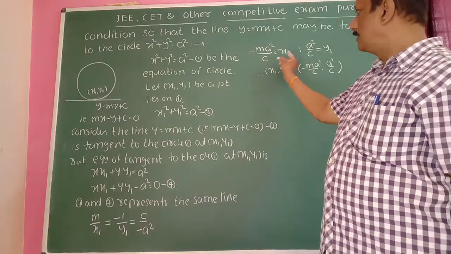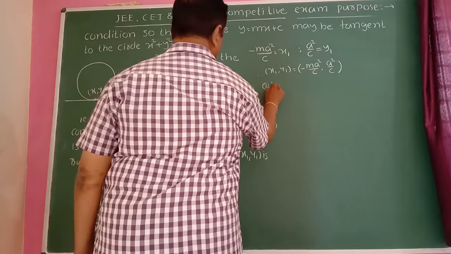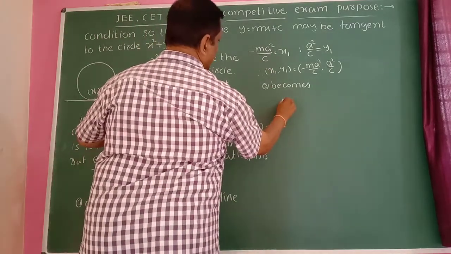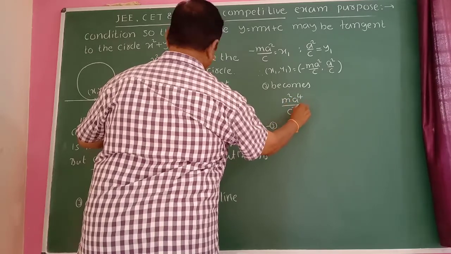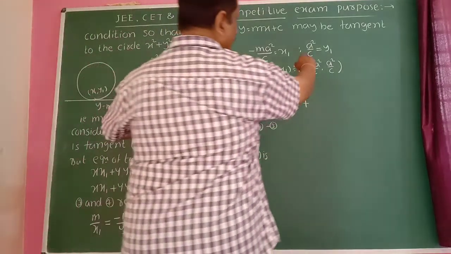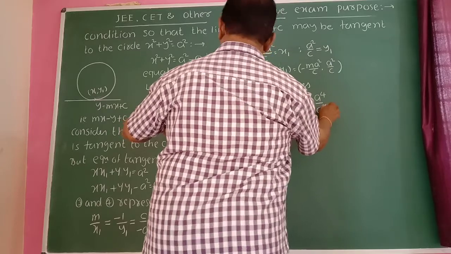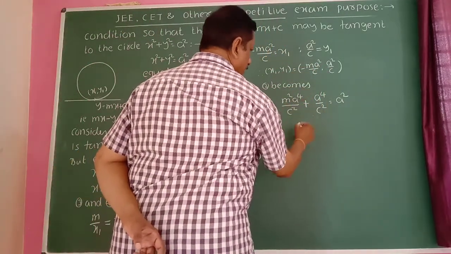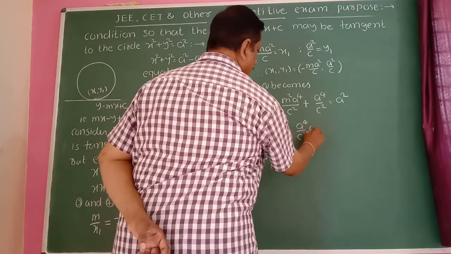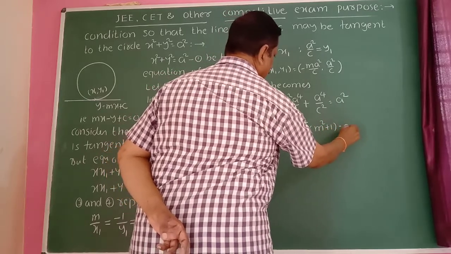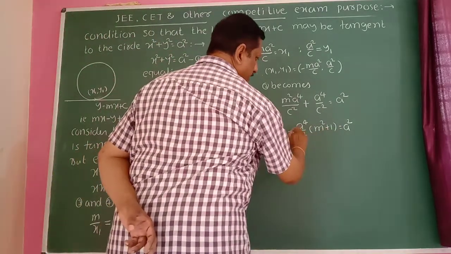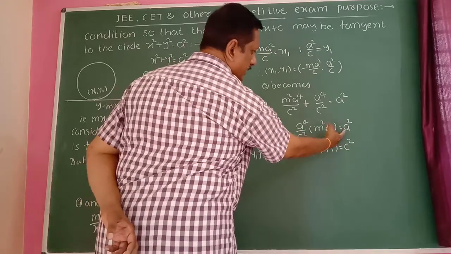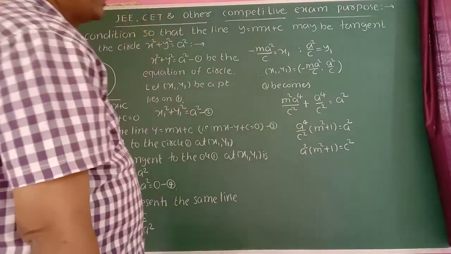Now substitute x1 and y1 in equation 2, x1² + y1² = a². Then m² a⁴ divided by c² plus a⁴ divided by c² is equal to a². Taking a⁴ by c² as the common factor, the remaining is m² + 1, equal to a². Then a² and a² cancel, and taking c² across, a²(m² + 1) = c².